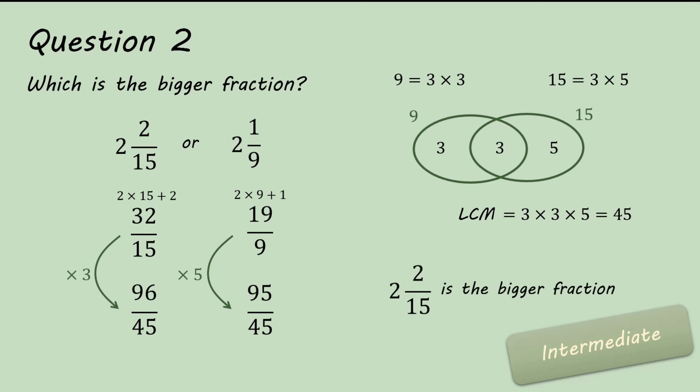Note that rather than using the denominator of 45, we could have calculated a denominator of 9 multiplied by 15, which is 135. Using this denominator would result in the same answer, that 2 and 2 over 15 is the bigger fraction, but the calculations would be slightly more difficult because the numbers are bigger.